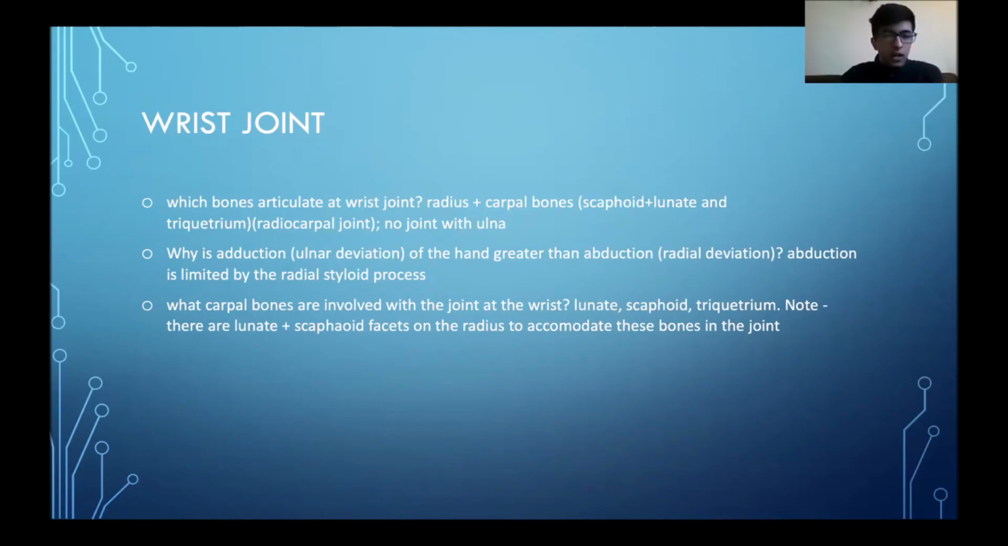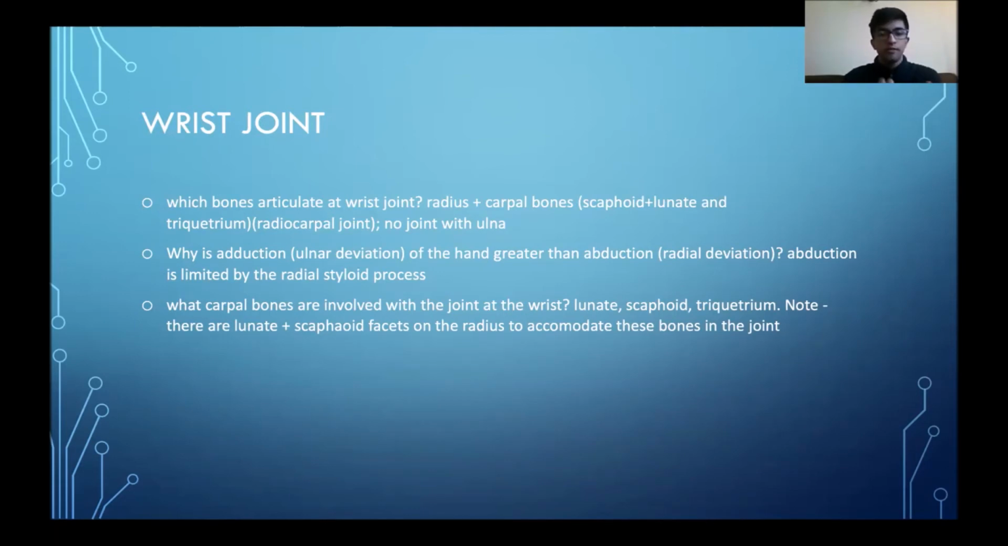So why is adduction, also known as ulnar deviation, of the hand greater than abduction? Because there's a radial styloid process. If you look, there's a bump on the radial side of your wrist, right? That bump means you can't abduct your wrist as much as you can adduct. You can see it on yourself. It's so cool that you have a radial styloid process preventing you from abducting. Radial, and styloid, the process is just like a bump. That's what it's called, the radial styloid process.